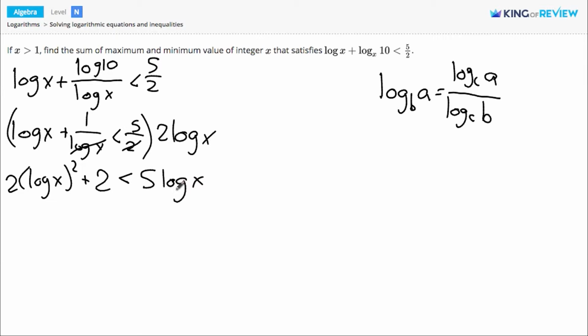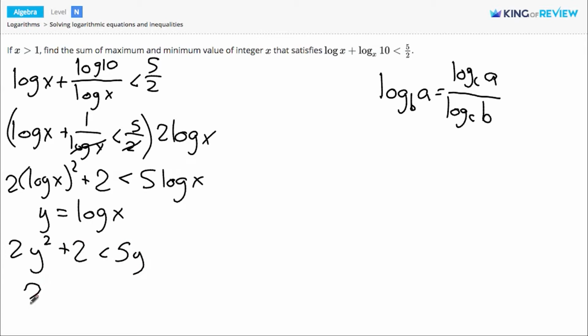Now, I'd like to substitute something for the log of x, since I have the log of x squared and the log of x by itself. To simplify this equation, let's try introducing a variable y and setting it equal to log of x. Substituting that into the equation, I get 2y squared plus 2 is less than 5y, and if I move 5y to the left side, so that 0 is on the right, I get this inequality, which is much easier to solve. I can factor it fairly simply.